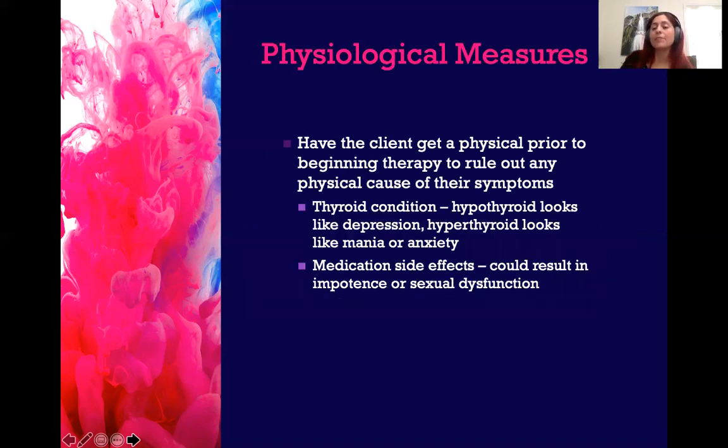Okay, and then the final form of assessment involves the use of physiological measures. So much of this is outside of our scope of practice. And so this is why we would collaborate with other providers, like a primary care provider or a psychiatrist, in order to get this information, making sure that our clients get a physical workup, for example, before they come to therapy, so that we can rule out any kind of medical issues and get information about any medical issues that may be contributing to mental health.